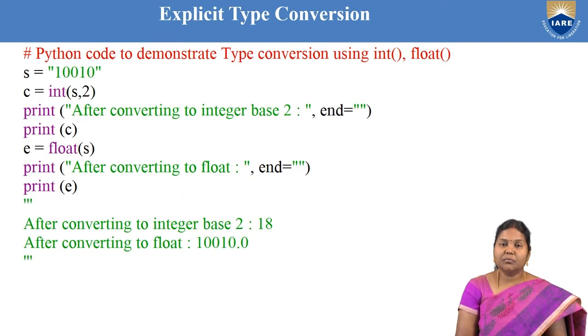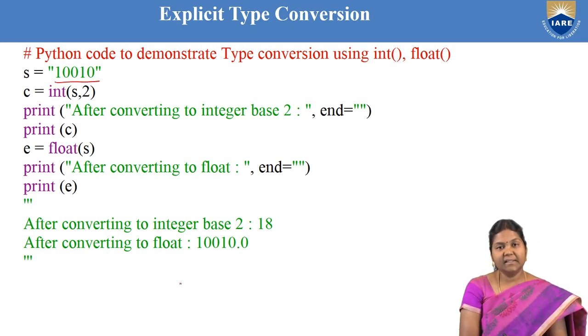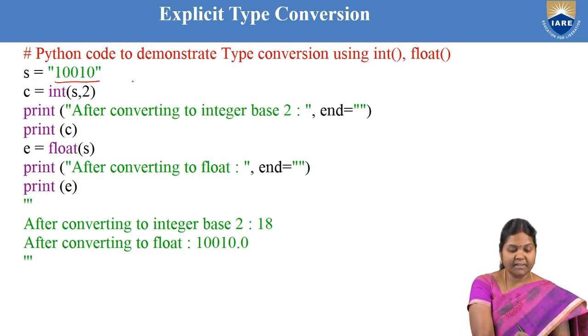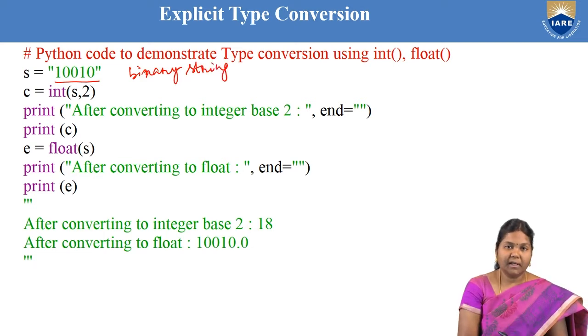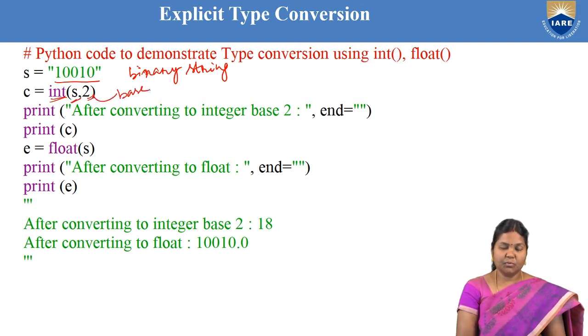Now let us go for another example where we will do the type conversion using the int function and the float function. Now let us see over here. What is S? S is a binary string. Now let us first convert this into an integer with base 2. So we are using the int function. S is the object and this is the base. With base 2 we are converting.